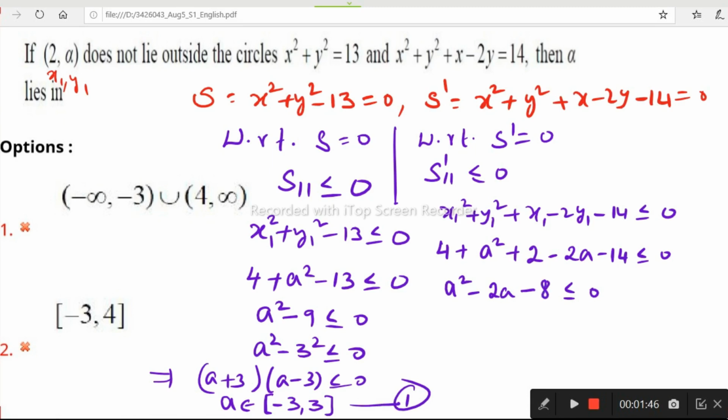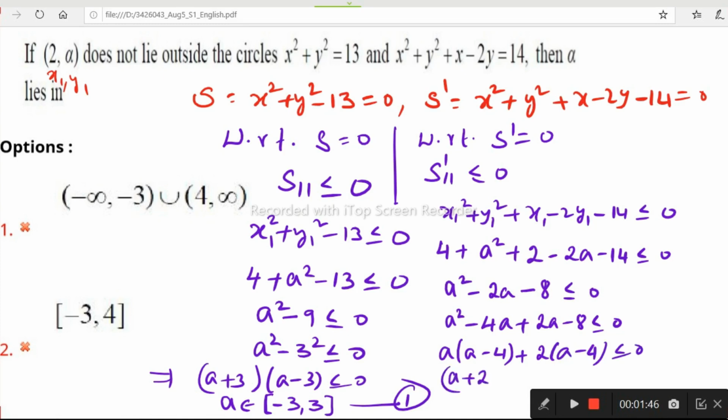We can factorize it. 8 we can write as 4 times 2, that is a square minus 4a plus 2a minus 8 is less than or equal to 0. So by factorizing, a into a minus 4 plus 2 into a minus 4 is less than or equal to 0. So what are the factors here? A plus 2 into a minus 4 is less than or equal to 0.